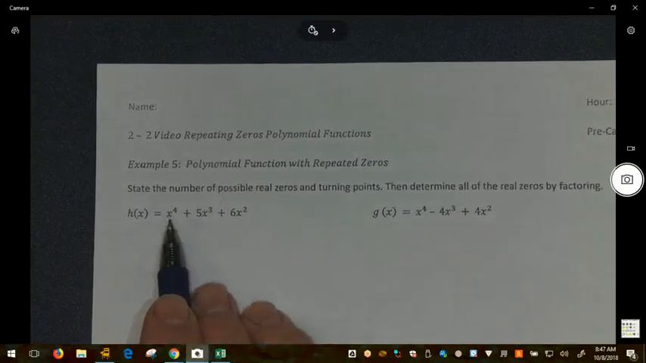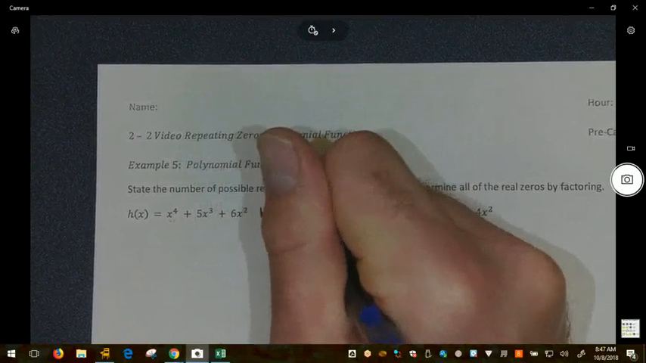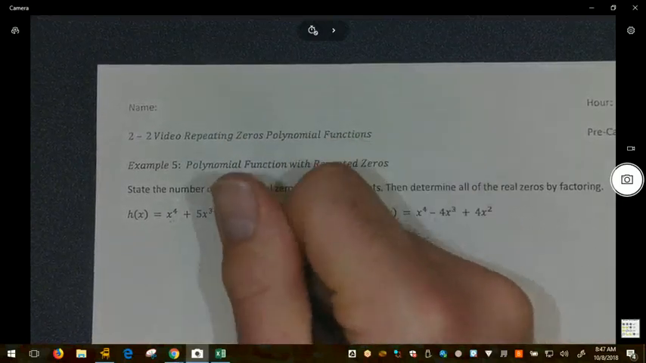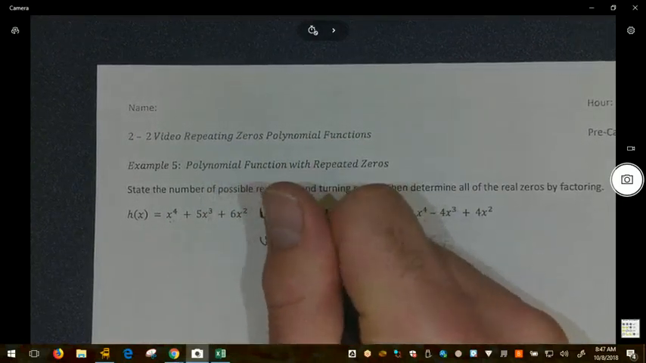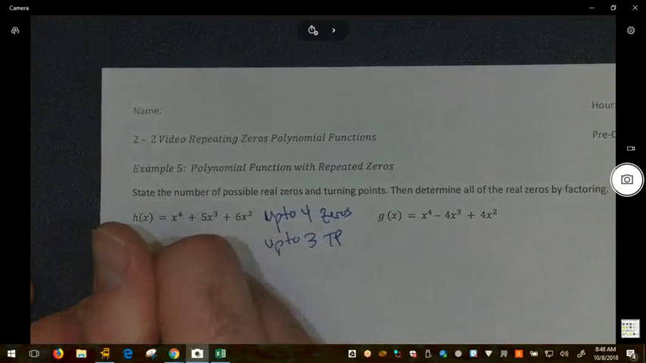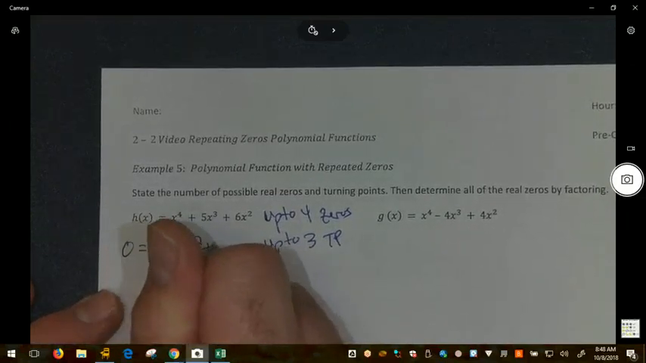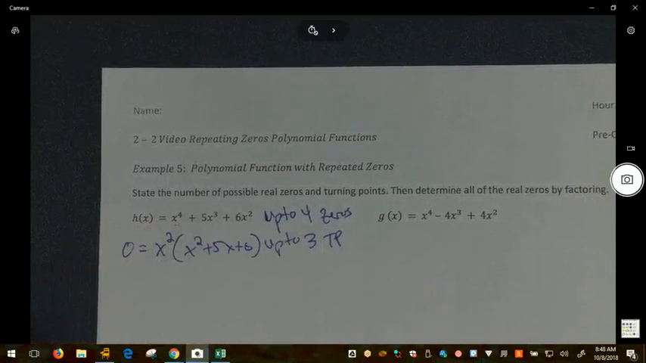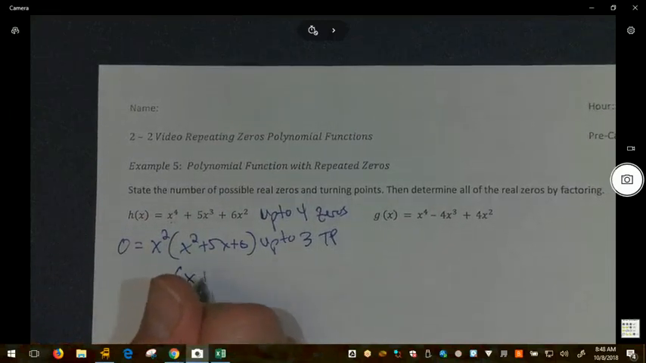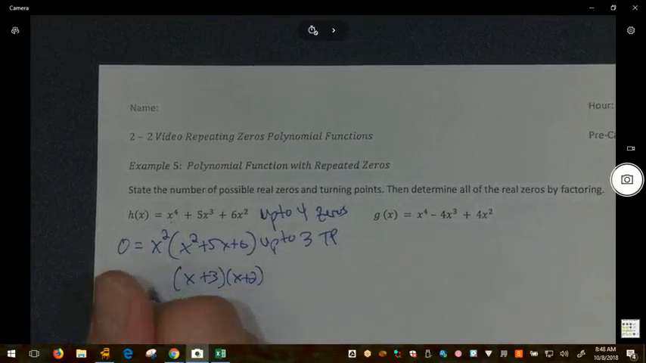In this one, this is a 4th degree polynomial. So there are up to 4 zeros and up to 3 turning points, as you saw in your exploration. To solve, we'll set it equal to 0 and factor. The greatest common factor is x squared. Factoring this, I have x plus 3 by x plus 2, multiplying to 6, adding to 5x.